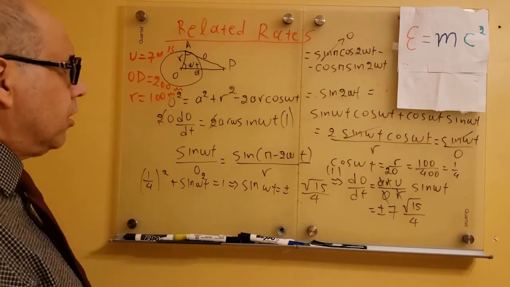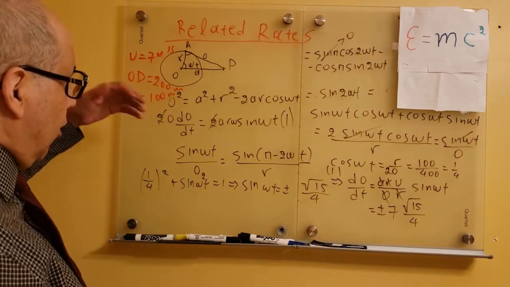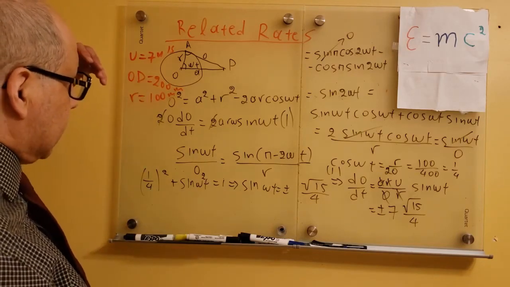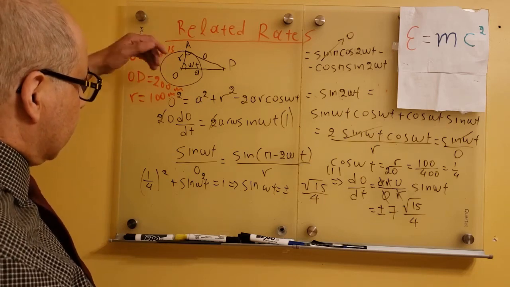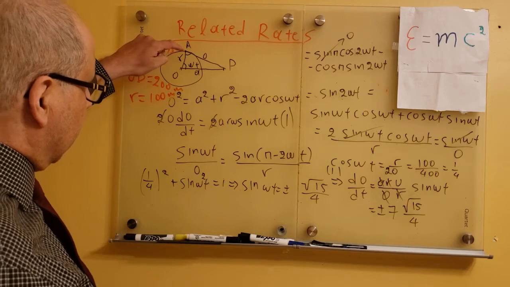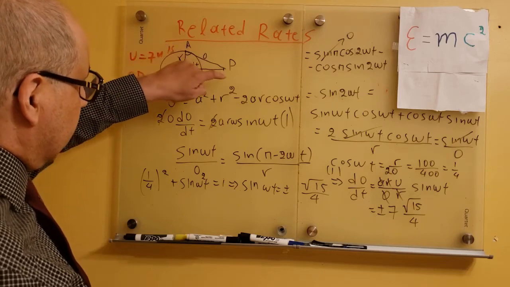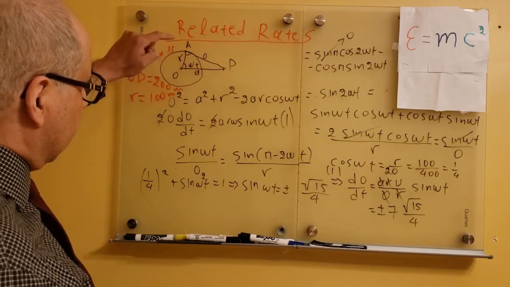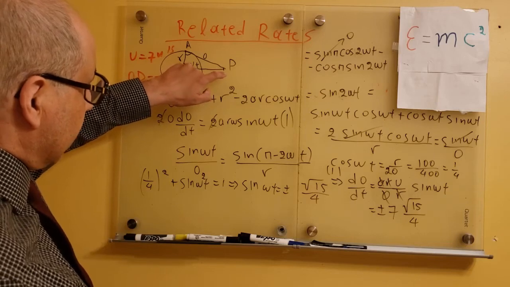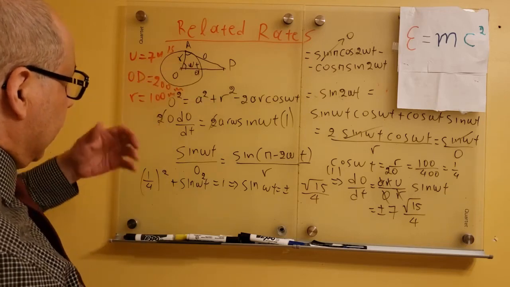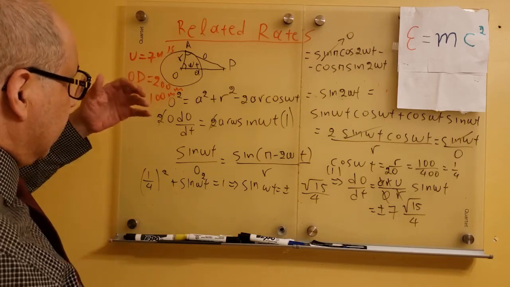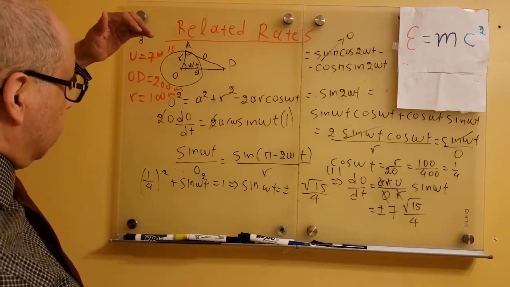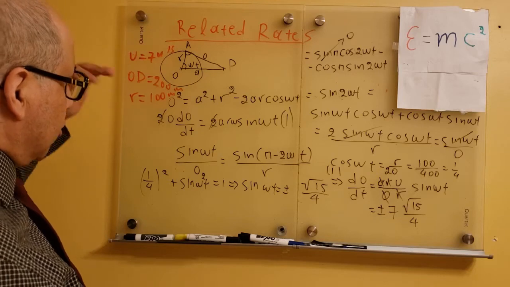So we want to find how fast is the rate of change of the distance between A and D, between the runner and this stationary observer. So we want to find how fast this distance is changing when the distance between them will be 200 meters.